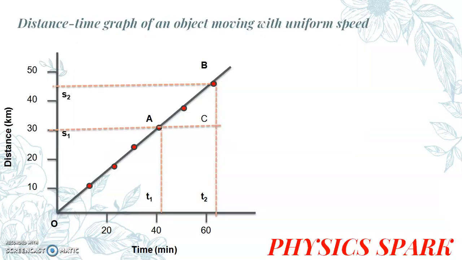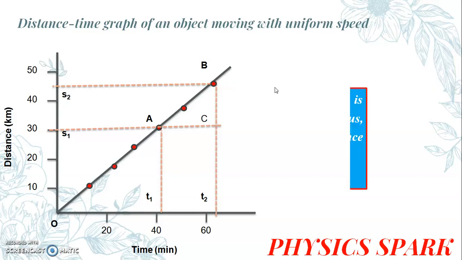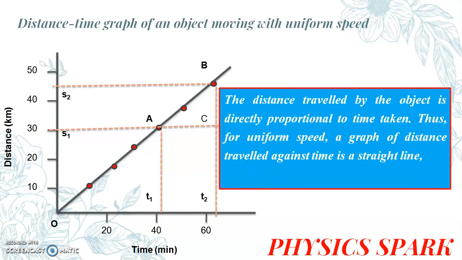This is the graph of distance time of an object moving with uniform speed. Here time is taken along the x-axis and distance is taken along the y-axis. Now, uniform speed. We all know when an object travels equal distances in equal intervals of time, then we can say that it is moving with uniform speed. And the distance traveled by the object is directly proportional to the time taken, because in uniform speed we said that a body is moving equal distance in equal time intervals.